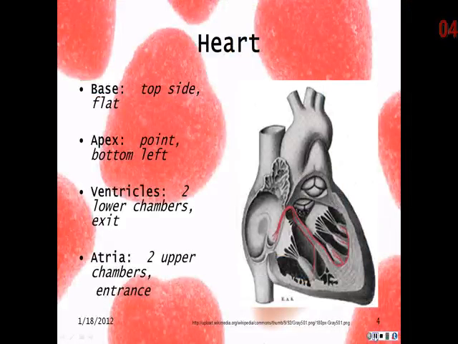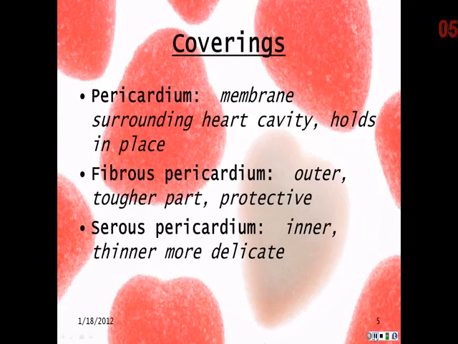The heart has a triangle shape and it sits in the body tilted to point down and slightly towards the left side. The base is the flat top side, while the apex is the bottom pointy side on the left. The heart has 2 lower exit chambers called ventricles and 2 upper entry chambers called atria.